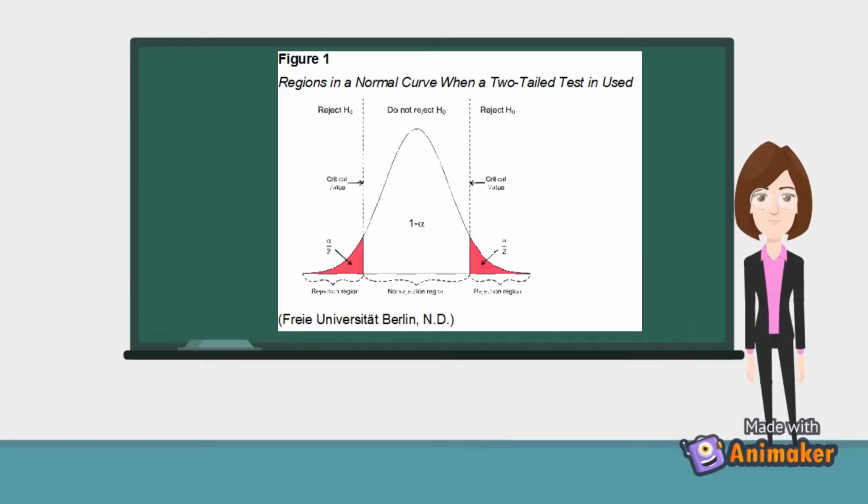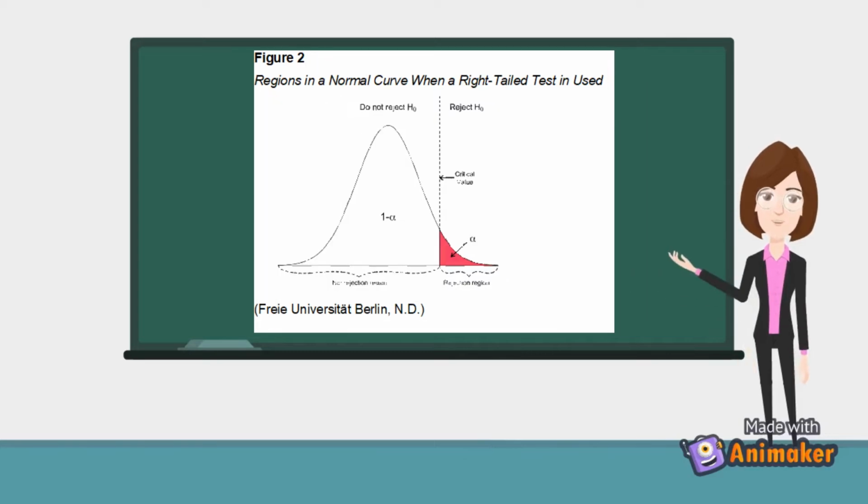Figure 1 shows the regions in a normal curve when a two-tailed test is used. The shaded areas are the regions of rejection. That means, when the computed value falls in the area of rejection, the null hypothesis is rejected. Figure 2 shows the regions in a normal curve when a right-tailed test is used. The shaded area is the region of rejection. That means, when the computed value falls in the area of rejection, the null hypothesis is rejected.